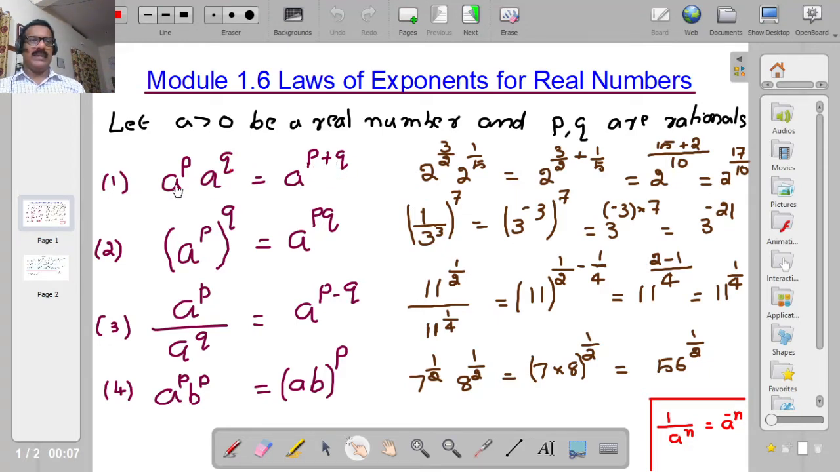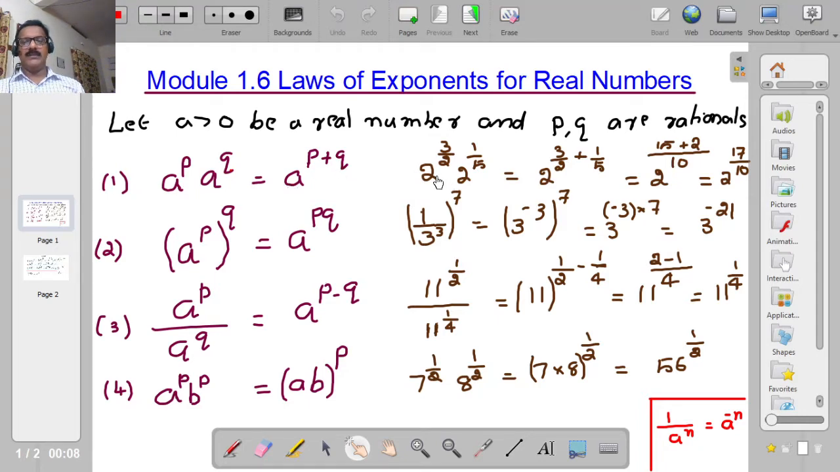We know in a raised to p, a is the base and p is the exponent. In a raised to q, a is the base and q is the exponent. In a raised to p times a raised to q, a raised to p is the multiplier and a raised to q is the multiplicand. Both have the same base, so the exponents are added. A raised to p times a raised to q is equal to a raised to p plus q.